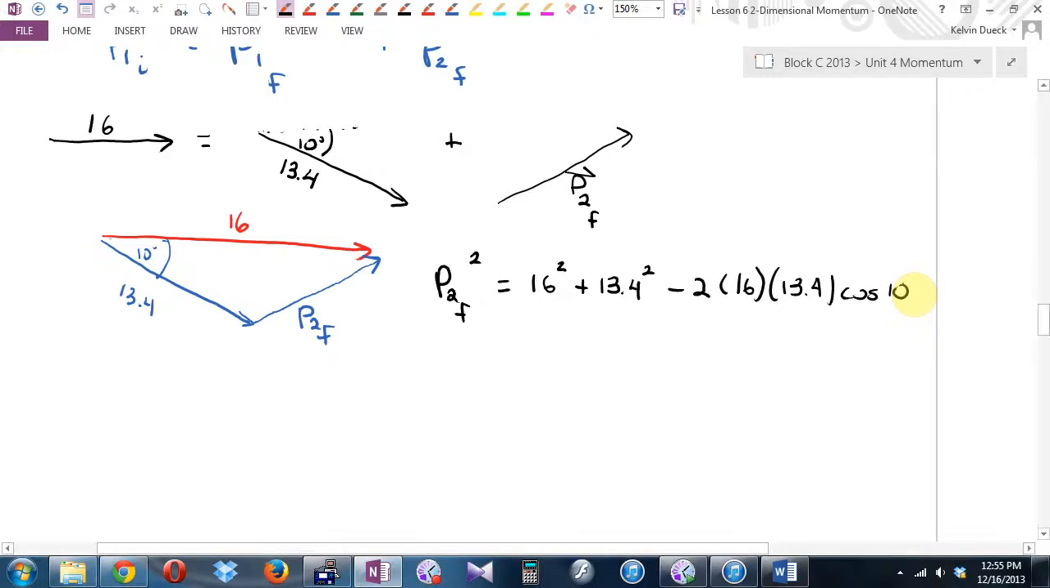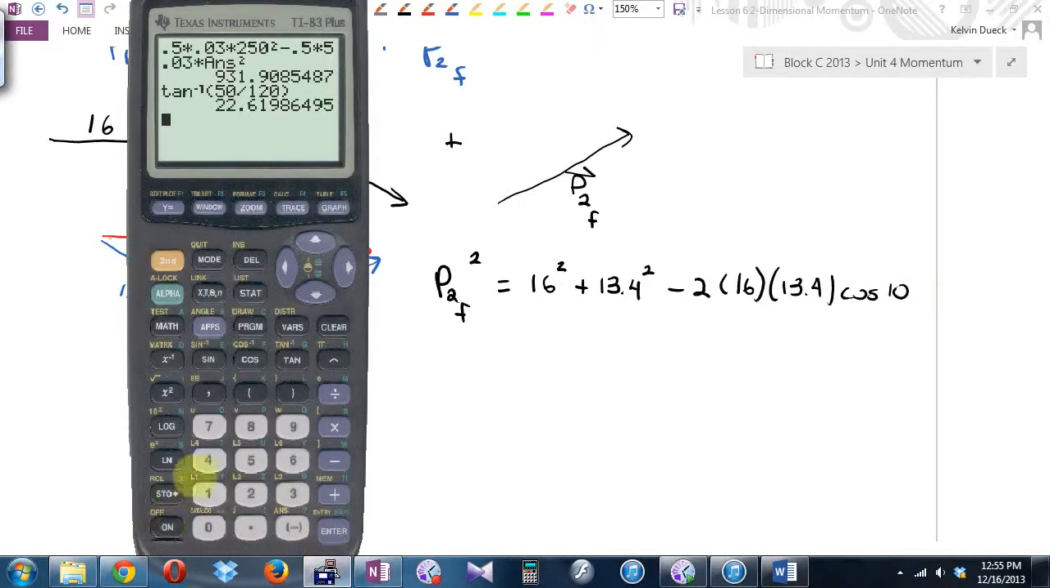And this is where the cosine law really shines. This can be done with components. I really want to encourage you, master the sine and cosine laws. Because to do this with components is going to be about 8 or 9 lines. To do this with the cosine law, 2. You can already go to your calculator right now: 16 squared plus 13.4 squared minus 2 times 16 times 13.4 times cosine 10.